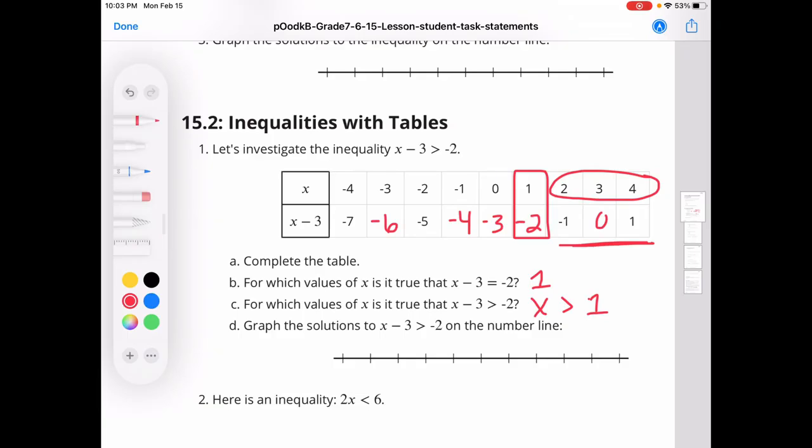And then on D, it says, graph the solutions to x minus 3 is greater than negative 2 on the number line. So there's no set way to do this. I know that I'm working with x values that are greater than 1. So I'm just going to kind of start at negative 1.